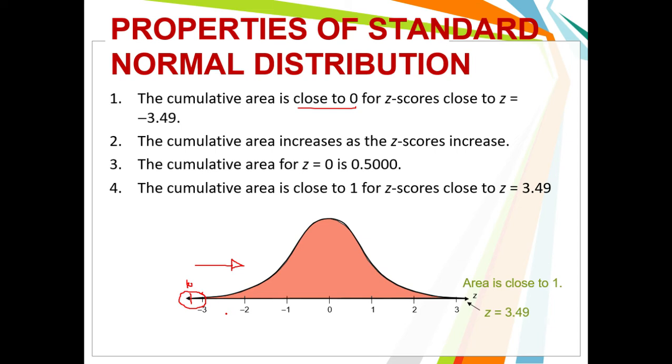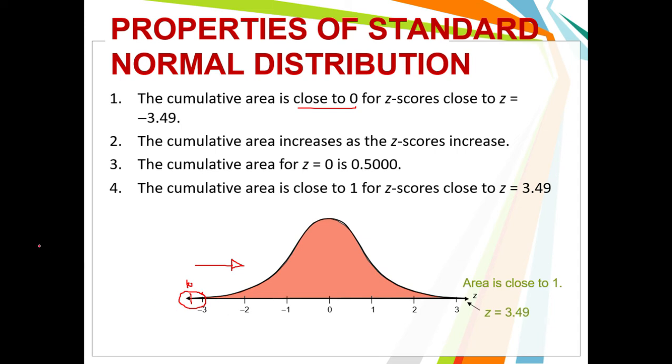Okay? Ulitin natin, yung ating area is the shaded part. Okay? So that is the area under the curve. Because this is a probability distribution. Okay? So yung area is the shaded part or the area under the curve.